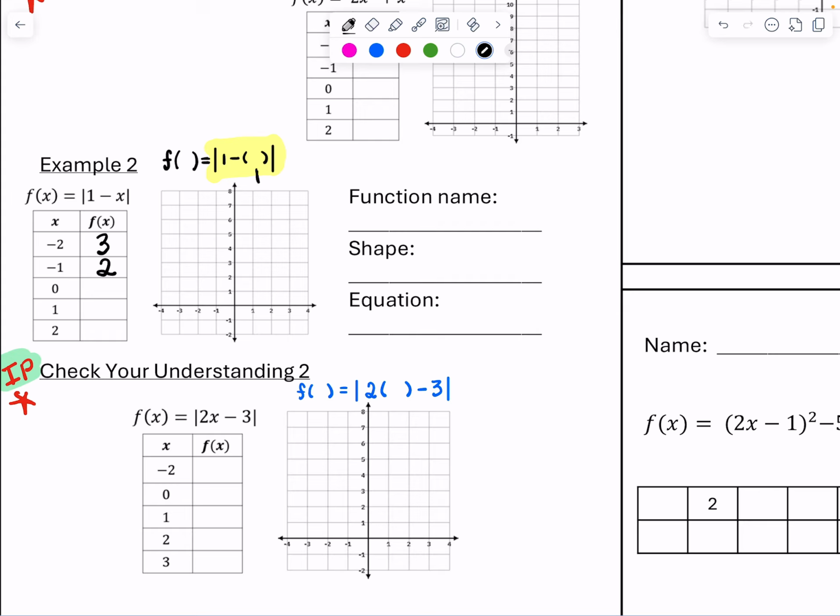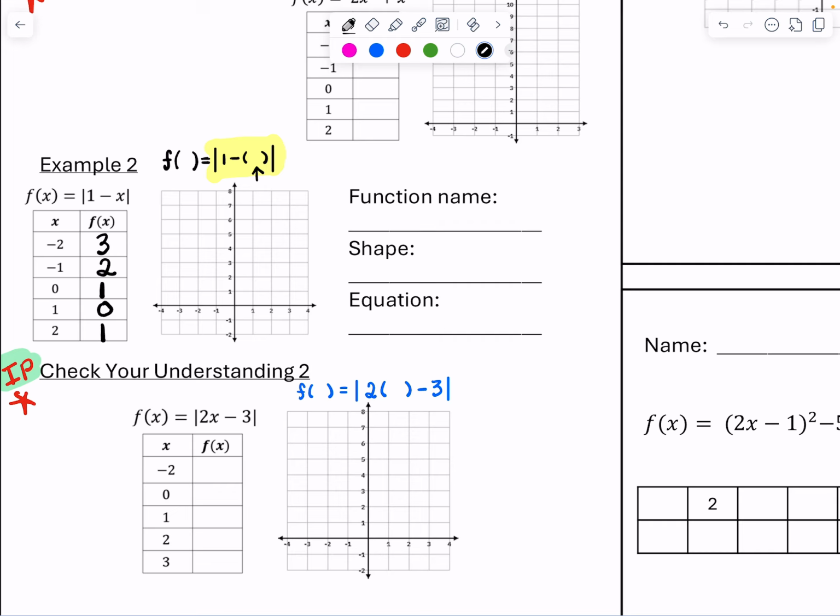Now, if I put a 0 right in here, 1 minus 0 is 1. The absolute value of 1 is 1. Now, if I plug 1 in here, 1 minus 1 is 0. The absolute value of 0 is 0. And replacing that with a 2, 1 minus 2 is -1. The absolute value of -1 is 1.